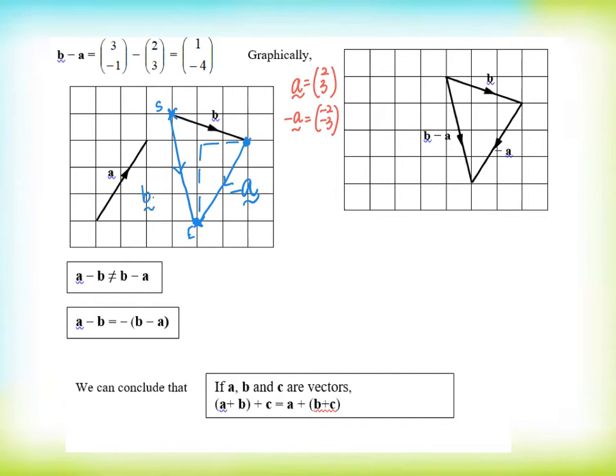vector b minus a. Observe that b minus a and a minus b are different. They will result in a different direction. This vector here is going downwards, whilst a minus b just now was going upwards. So they are negative vectors of each other.